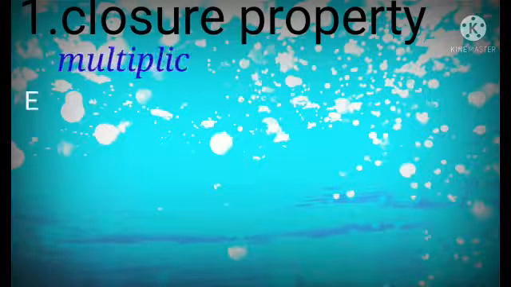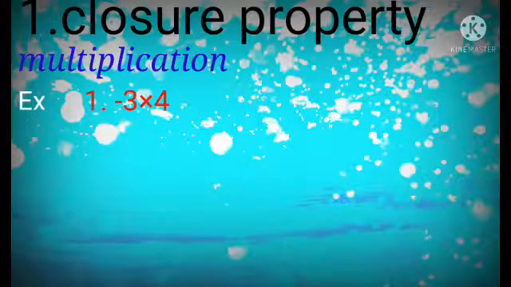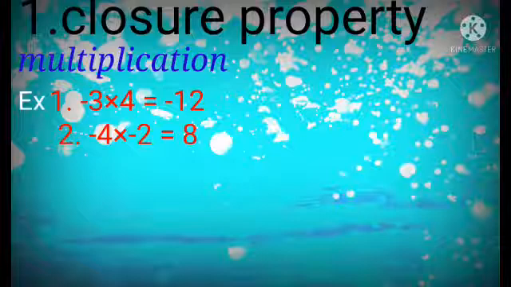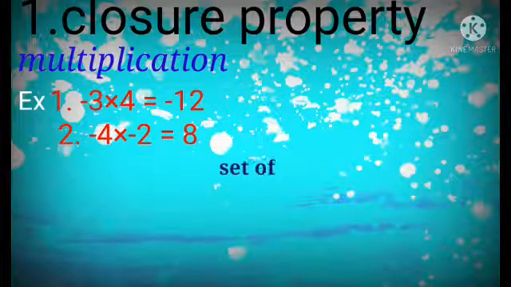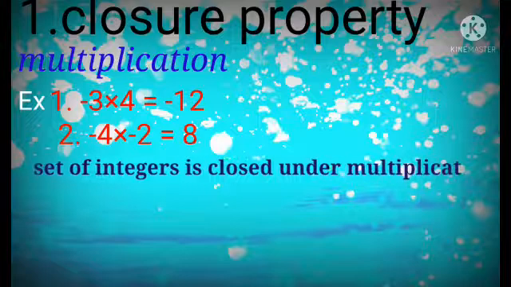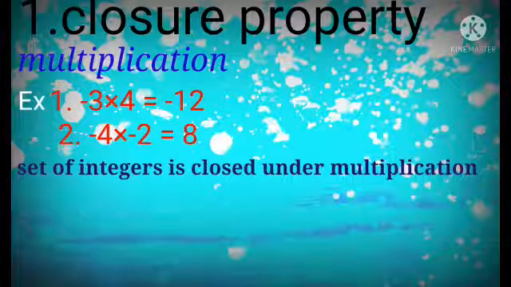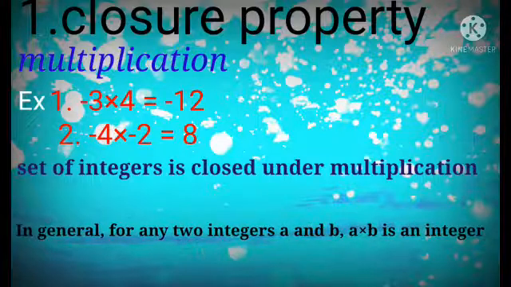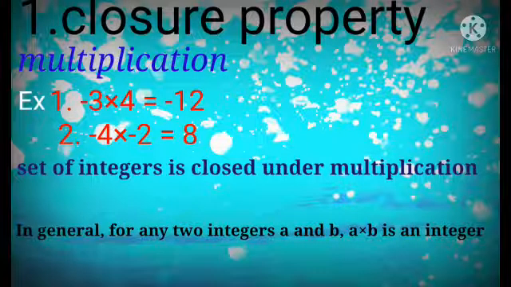Next one is under multiplication. Example, minus 3 into 4, you will get minus 12. Minus 4 into minus 2 is equal to 8. From 2 examples, you observe that if you multiply any two integers, you will get an integer again. So, you can say that the set of integers is closed under multiplication. In general, for any two integers a and b, a into b is an integer.